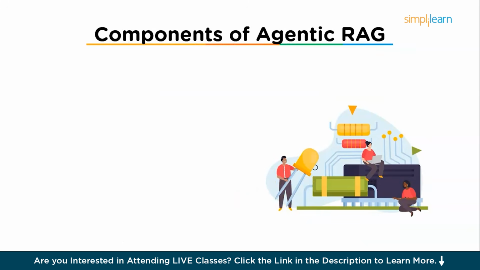Now moving on, let's understand what the components of Agentic RAG are. Agentic RAG has four key parts that work together to find, enhance, and generate information. The first one is the prompt. So what is it? The prompt is the question or the instruction you provide to the AI. In simple terms, it's like asking a question or giving a command to start a conversation. So why does it even matter?